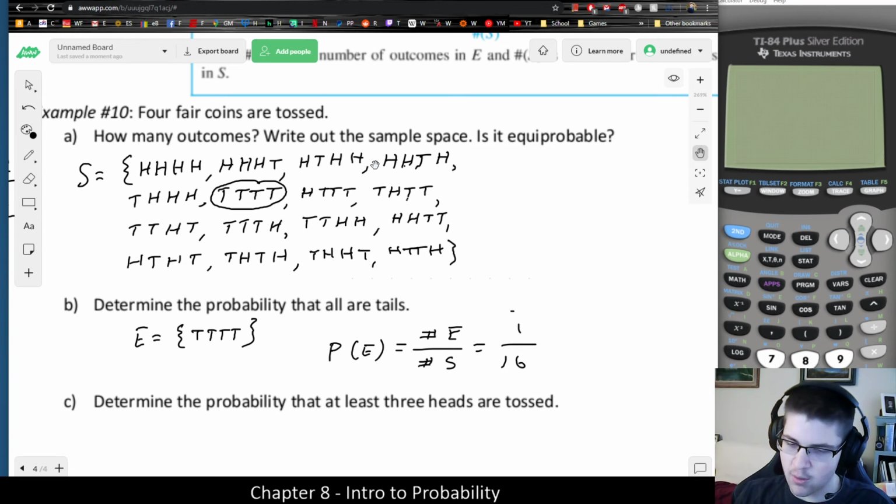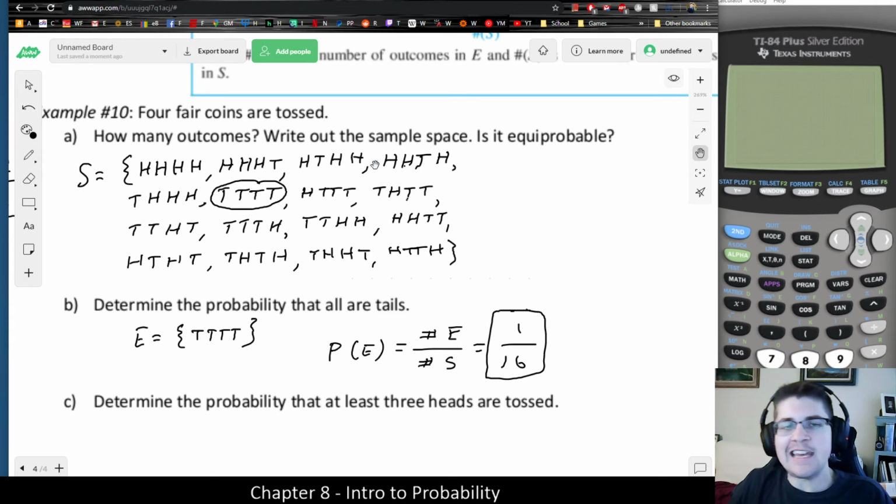This is a very basic facet of probability, but the whole equiprobable idea is an important thing, because sometimes things are not equiprobable, and that complicates the probability a bit further. But anyways, we're left with a 1/16th chance of throwing 4 tails in a row.